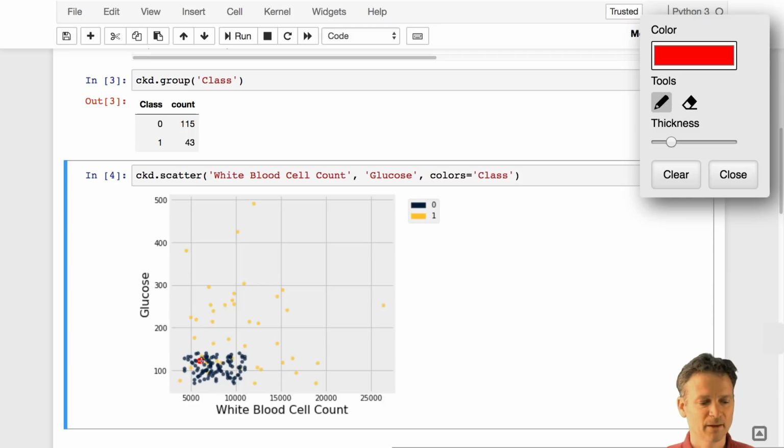Okay? So if you start to think about how you would program a computer program to make this diagnosis, after looking at this data, I hope you could come up with a computer program that would make a diagnosis. Pause the video for a second and think about what computer program you would write to diagnose the patient given their glucose level and their white blood cell count.